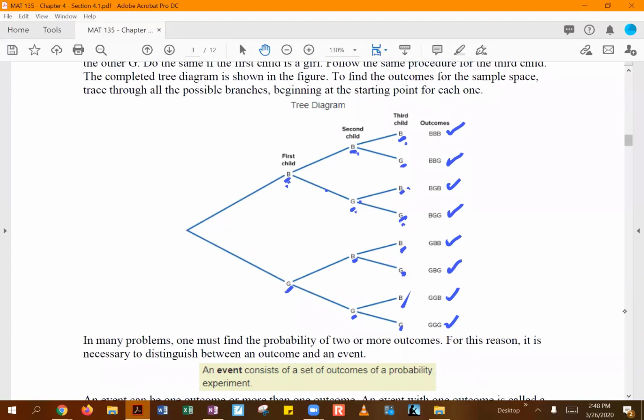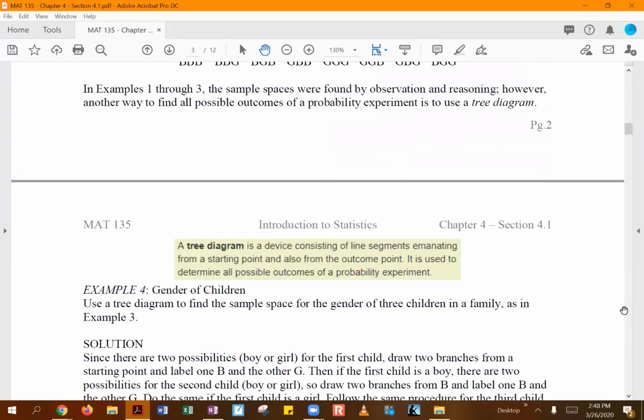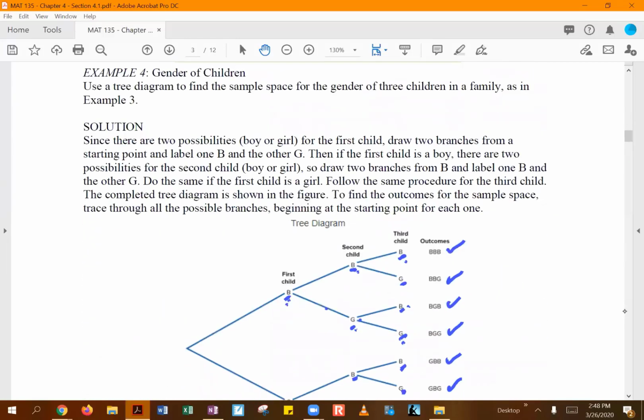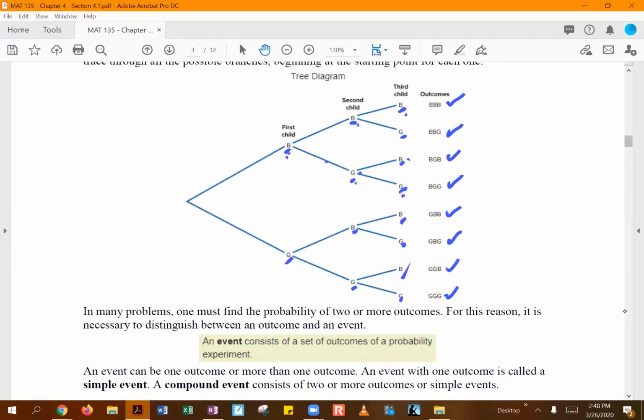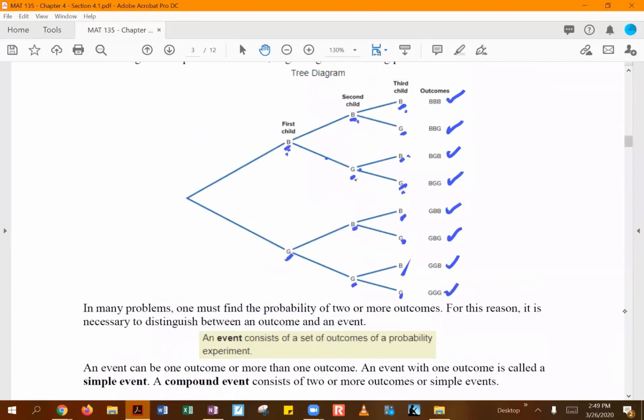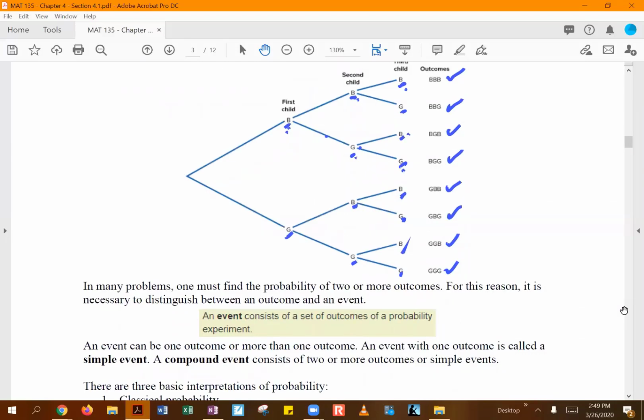Now, if you look at all of these 8 outcomes, they are the exact same ones that we had here. So that one was based on observation that we came up with these, or you can use this tree diagram. And I actually like the tree diagram better because, like I said, sometimes having that visual helps you out a little bit better, so you can see how we came up with the sample space for this example here.